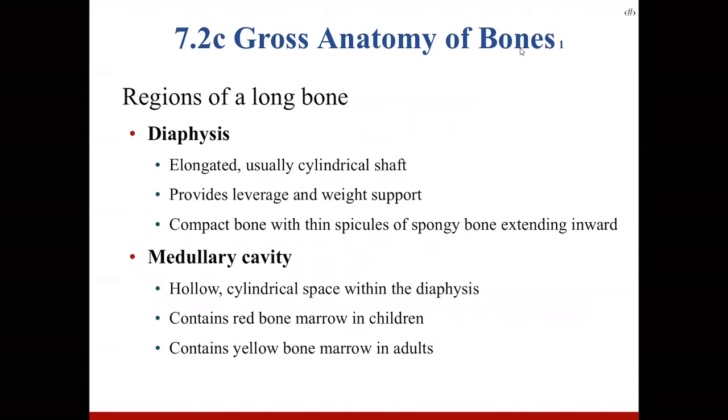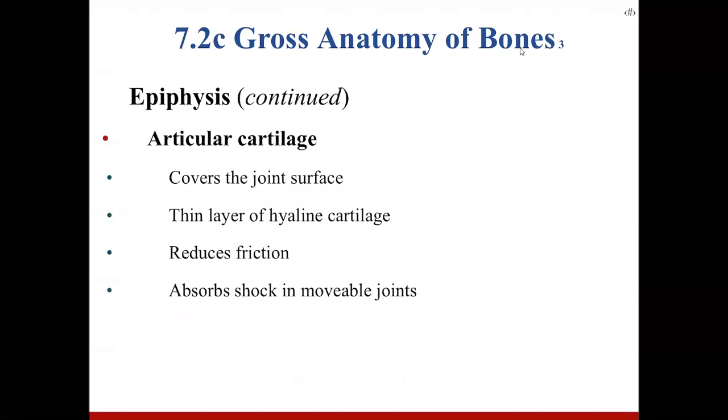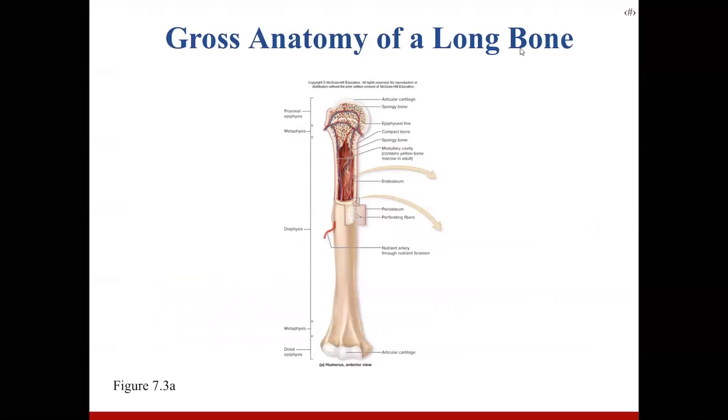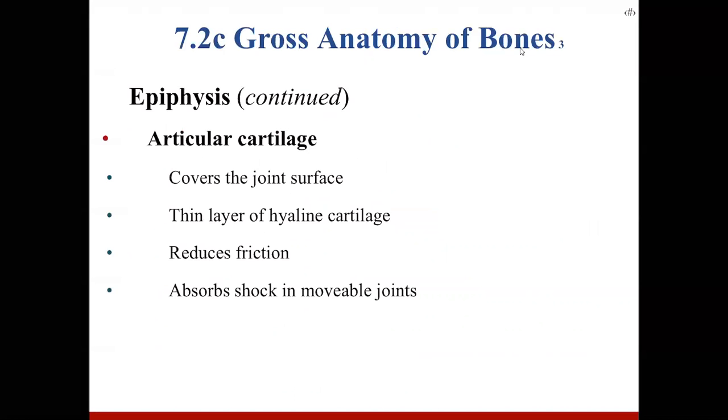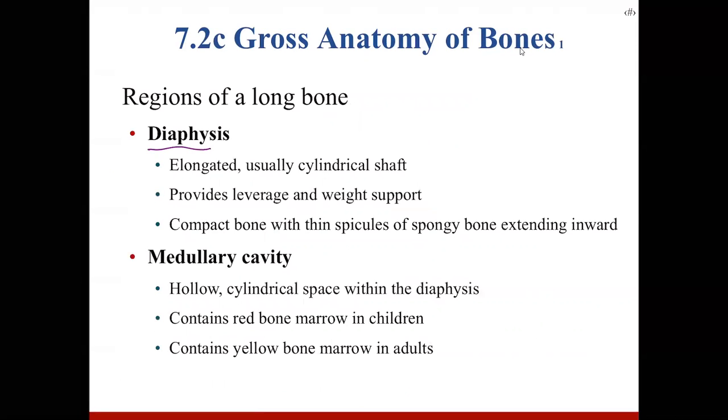Okay, now if we look at the anatomy of a bone, so here are the regions. So I'll go over these and then I'll point to the picture. Okay, so the diaphysis is the shaft. The diaphysis, that's the long part, the shaft of the bone, so the long cylindrical shaft, it's pretty much compact bone, but in the middle, it can be spongy. Okay, the medullary cavity is going to be in the middle.